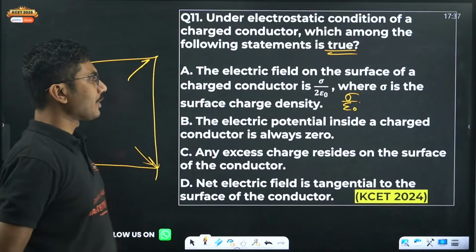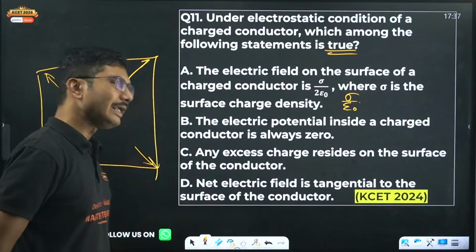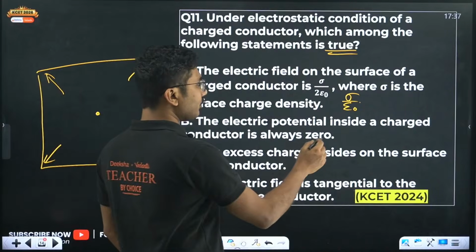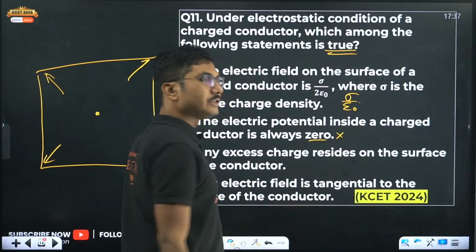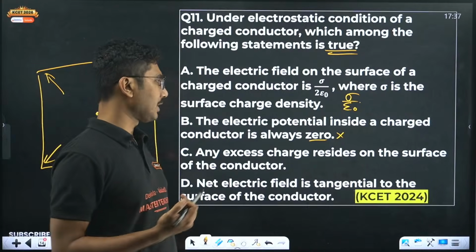The electric potential inside a charged conductor is constant. Electric field is 0, so potential 0 is not correct. Electric field is 0. Potential is constant.